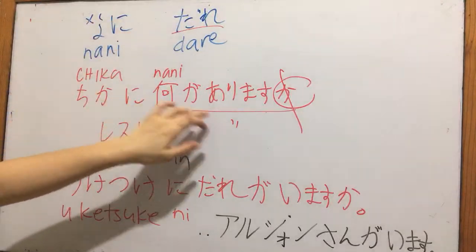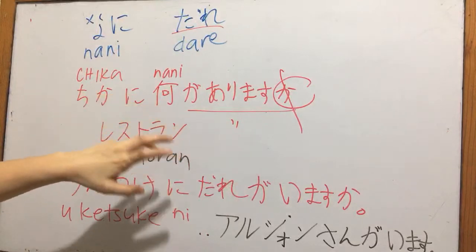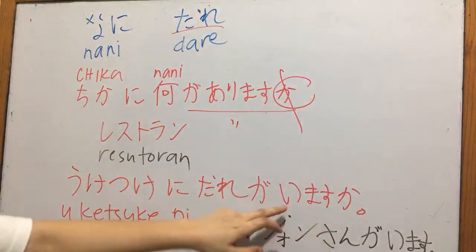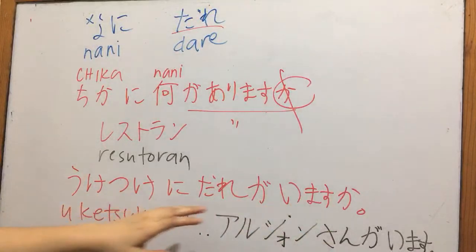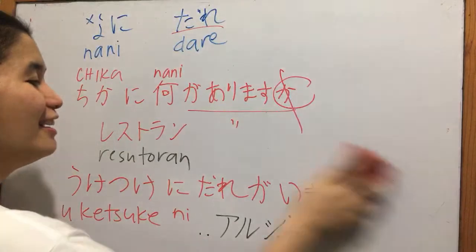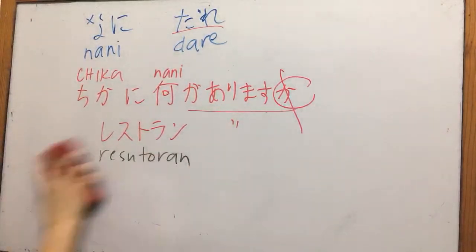So, chika ni nani ga arimasu ka? What is there in the basement? Uketsuke ni dare ga imasu ka? Imasu because it's a person. You're asking for a person who is in there, at the reception desk. Okay? Who is at the reception desk? Aljon-san ga imasu. Aljon is there. Okay? Sadako ga imasu. Sadako. Okay. Next.